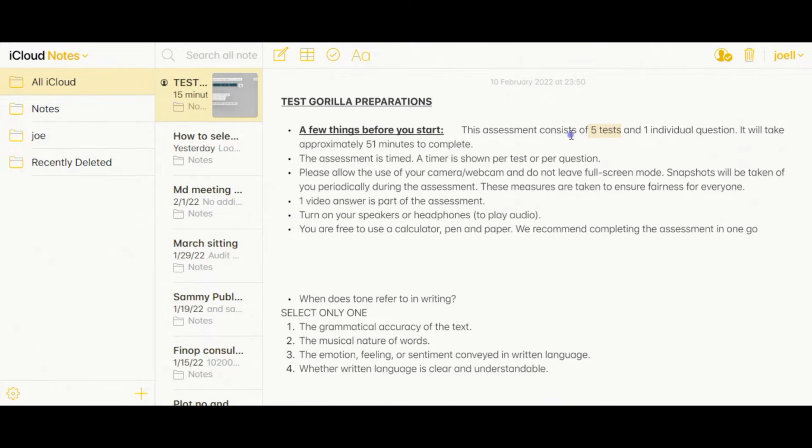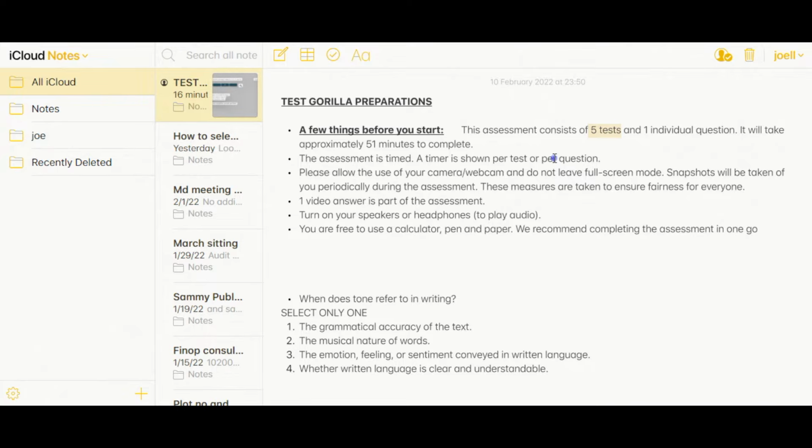So the same assessment consists of 5 tests and 1 individual question. It will take you approximately 51 minutes to complete. Yeah, I said 59, but there's also time for you to switch from one set to another of the test. The assessment is timed, and the timer is shown per test or per question. I told you that above. Above the questions, you'll be seeing the timer counting down.